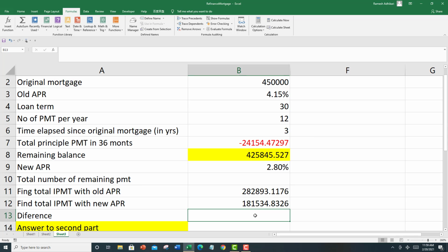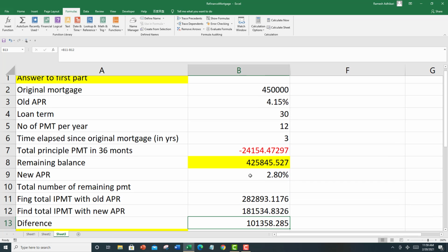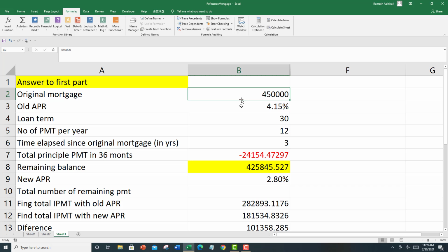So how much are you going to save? Simply the difference in these two interest payments, that is 101,356.258. So this is how you can calculate the total interest saving if you refinance the mortgage. So this is the first part of our question.